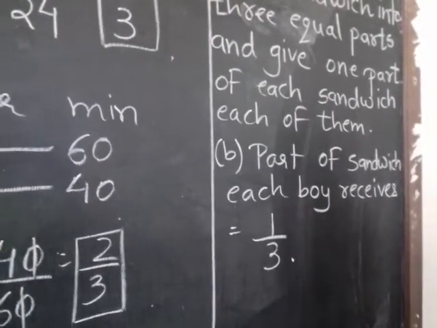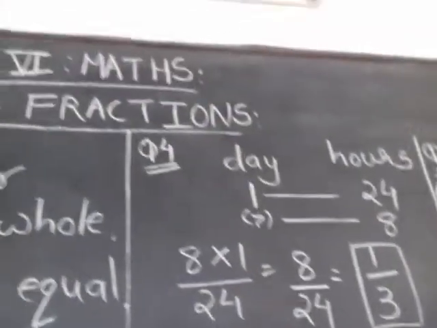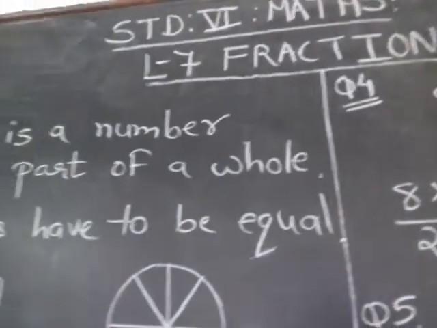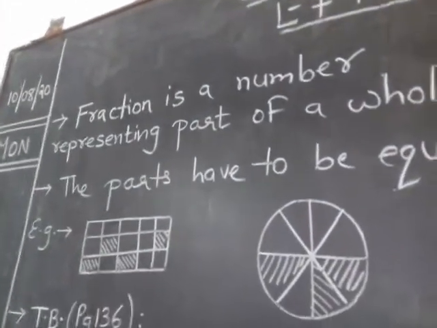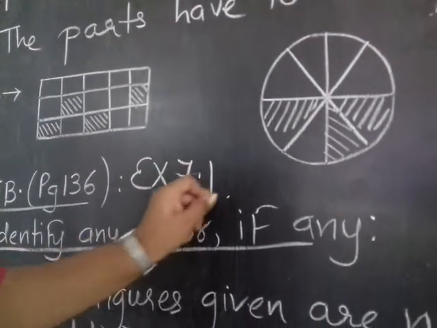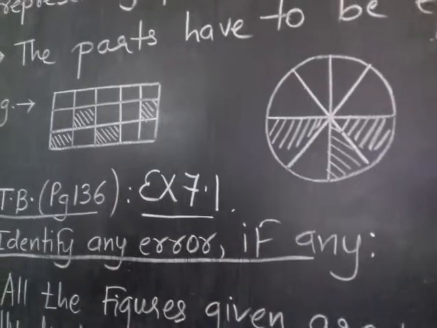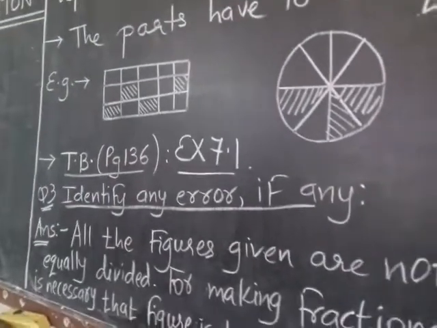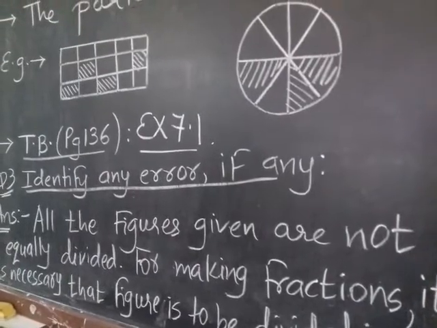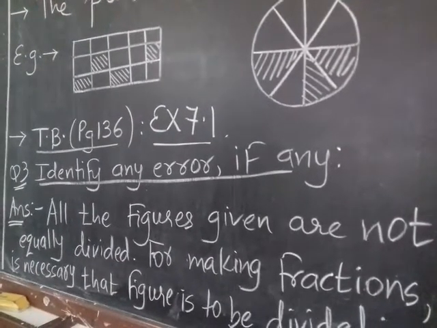Moving on further to 7.1. Actually, I forgot to write here 7.1. This is your exercise 7.1. Please mention this, I skipped it out. So I am moving on to question number 7, to be continued as a part of exercise 7.1.